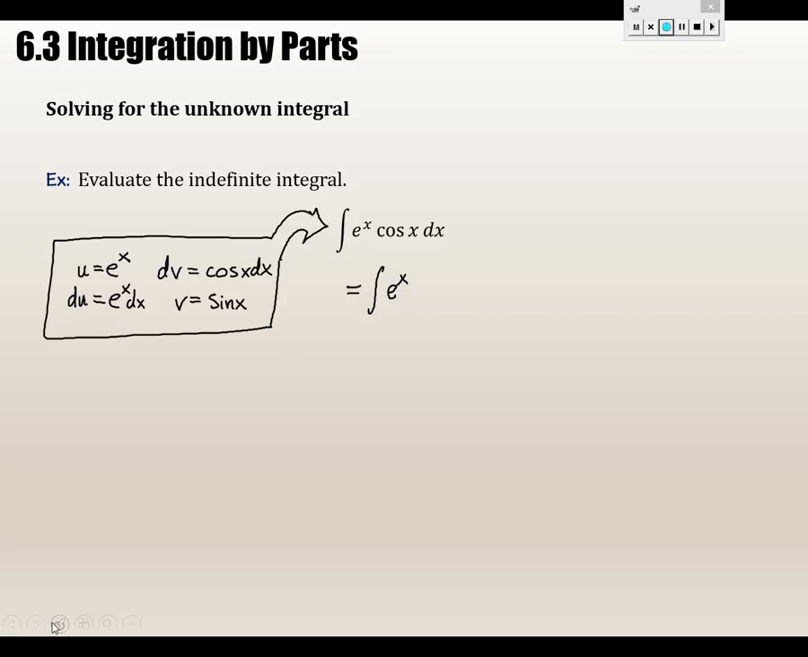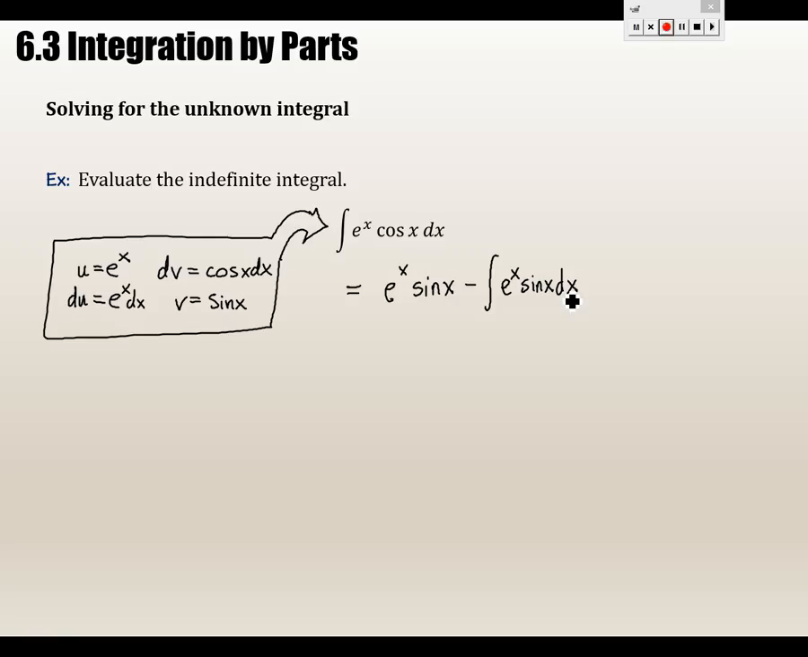So here, uv minus the integral of v du. I think I have that memorized now, don't I? uv, kind of rolls off the tongue, doesn't it? Minus the integral of v du. So far, so good. Feeling good. And this feels like yesterday too.